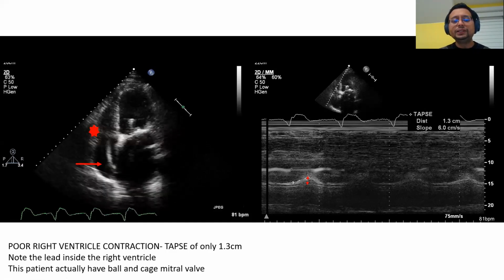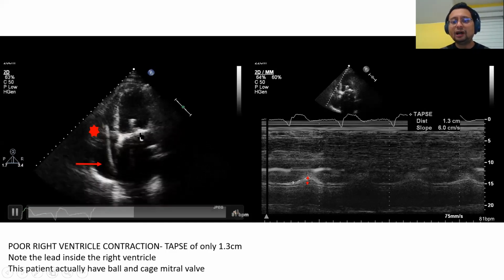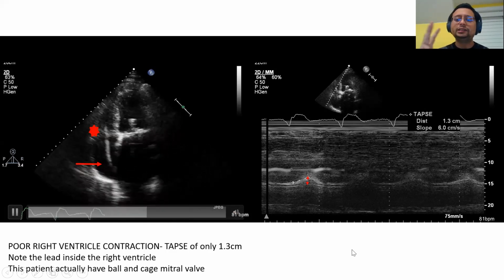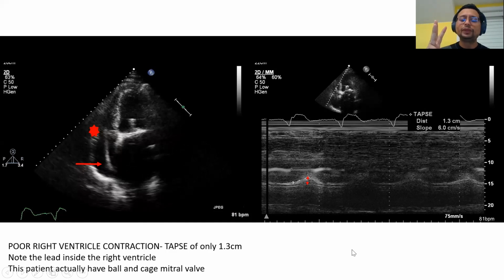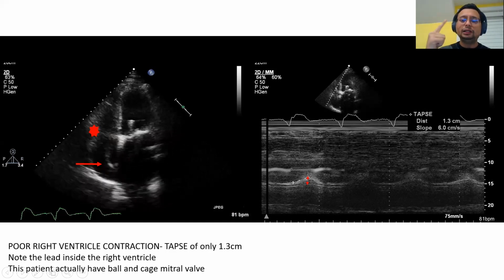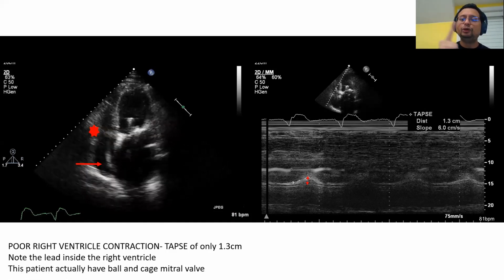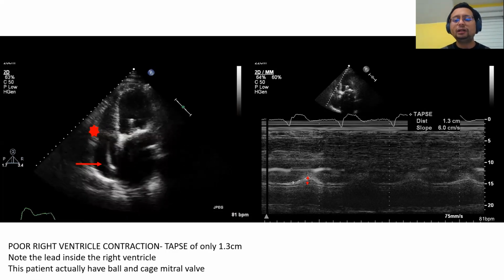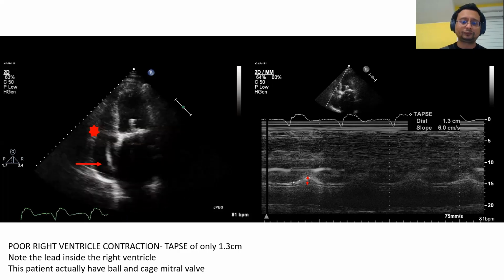Okay, so this patient actually has a prosthetic mitral valve. This is an old type prosthetic mitral valve. We don't use it anymore. This is a ball and cage. There are 3 types of metallic mitral valve: bi-leaflet, single tilting disc, and ball and cage. We don't use ball and cage anymore. We hardly ever use single tilting disc. So most patients now have bi-leaflet metallic valve.